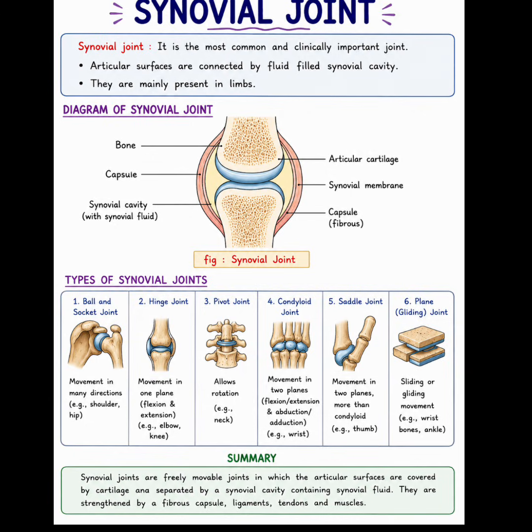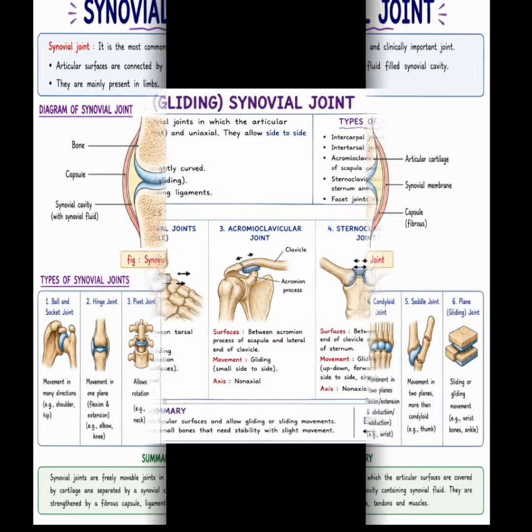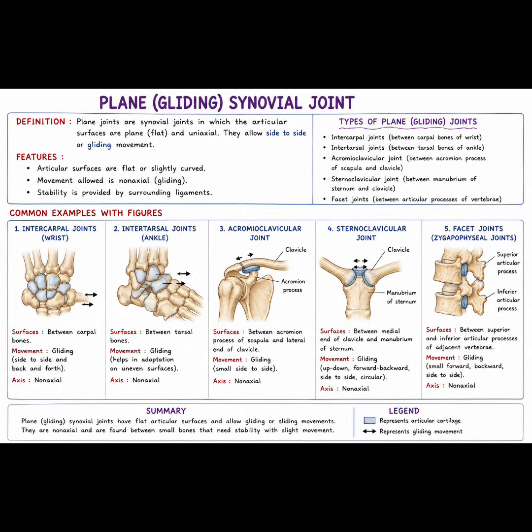Now let's move to the types of synovial joint. They are plain, hinge, pivot, ellipsoid, condylar, saddle, and ball and socket joint. Plain synovial joint: the articular surfaces are plain, flat, and uniaxial. It is also called the gliding synovial joint, where side-to-side movement occurs. The examples include the following, which is seen in the slide.